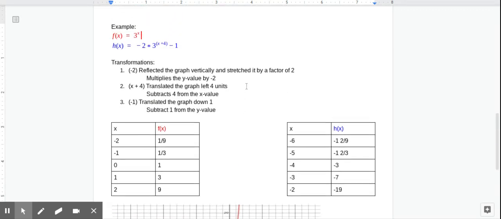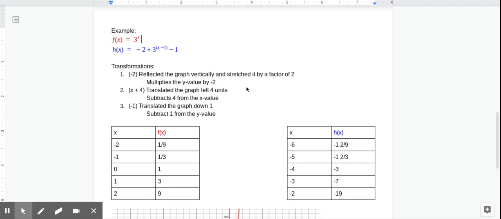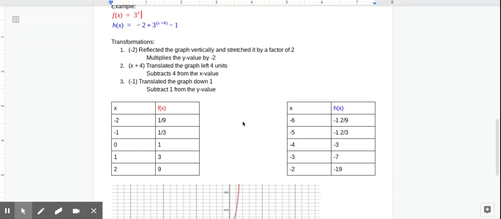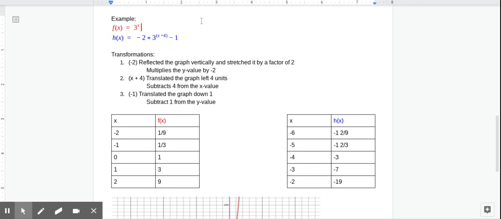So on all of these, you should be able to figure out what the new equation might be and then what happened. And based on that, we should be able to create tables and create graphs. But the most important thing, we should be able to tell what occurred by just looking at the equation and understanding what each of the components mean to the graph and to the equation.